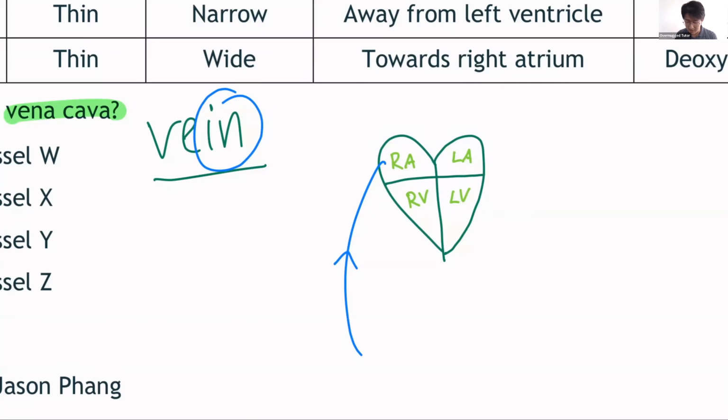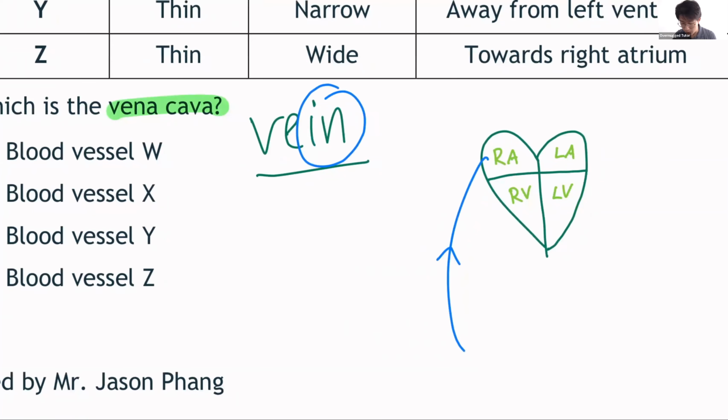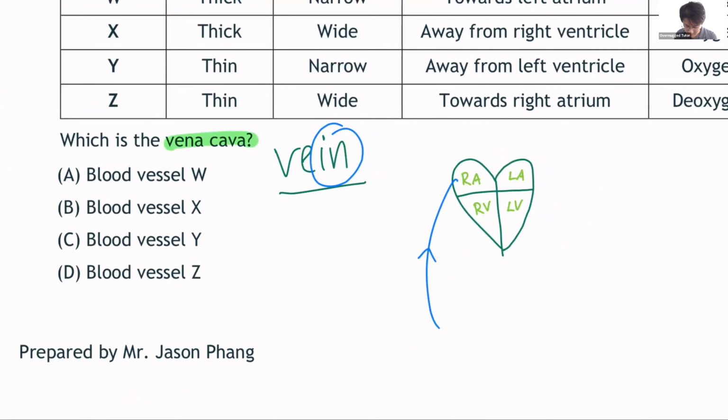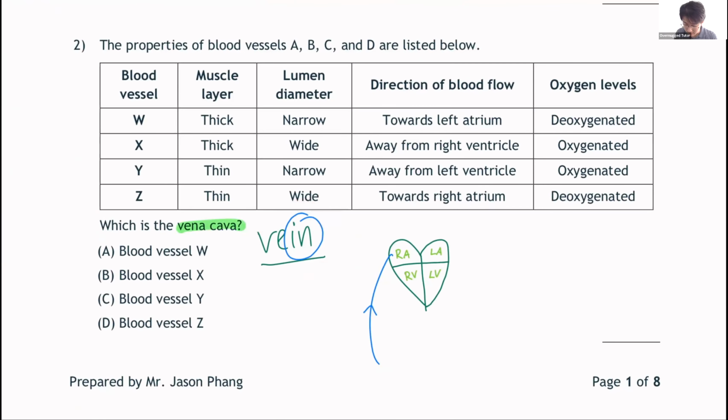All right? So the vena cava brings blood into the right atrium. Okay? And now that I have identified it as a vein, it's very simple. If it's a vein, these two, away, are the wrong way. So we're not going to choose away. Towards is correct, and that very easily brought us to the correct answer, towards the right atrium. Okay? So that's one way to look at it. Direction of blood flow answers the question.